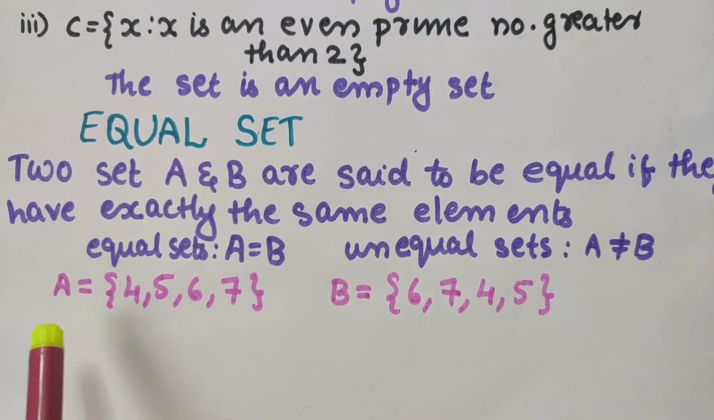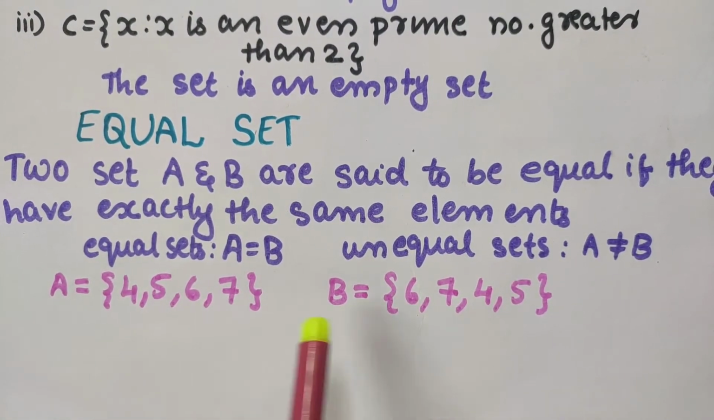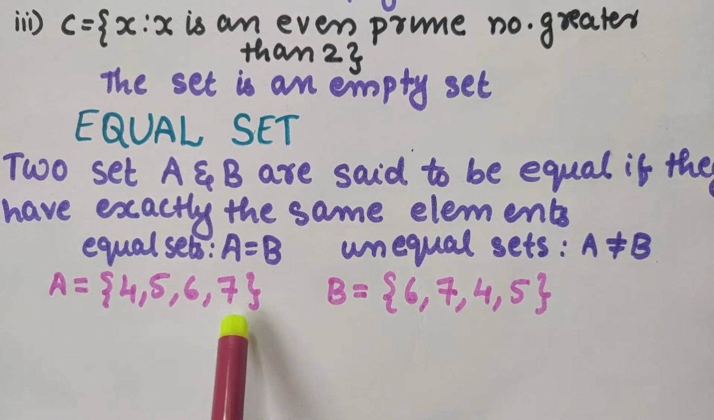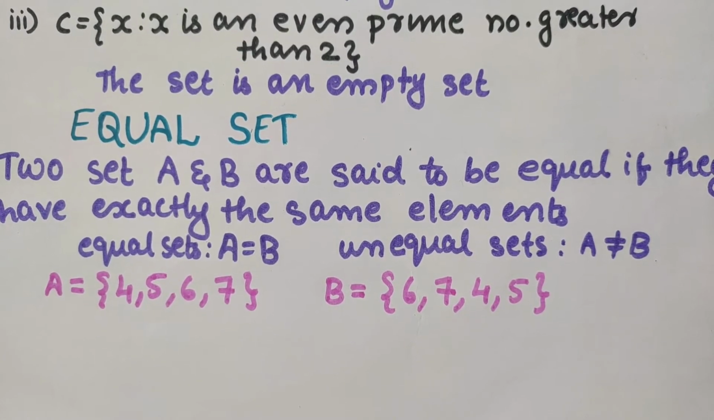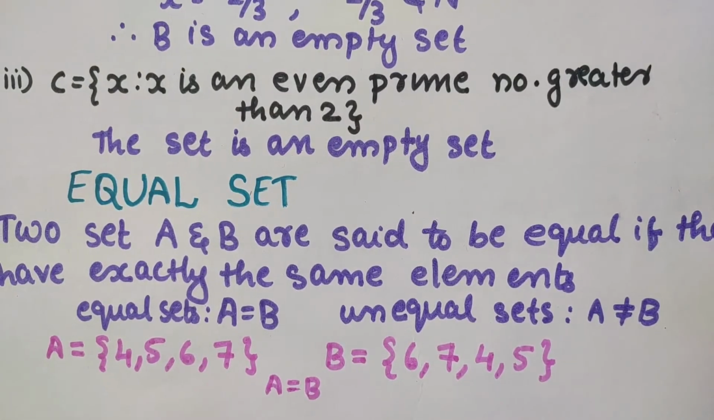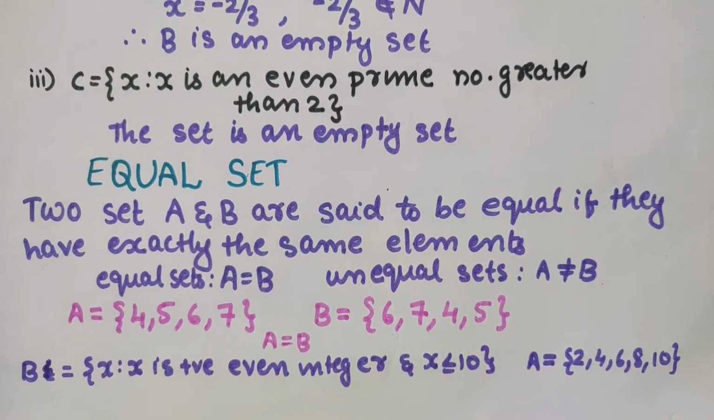Consider the sets A and B. A contains the numbers 4, 5, 6, 7 and B contains 6, 7, 4, 5. Sets A and B contain the same elements, therefore they are equal sets. Let's see some other example.